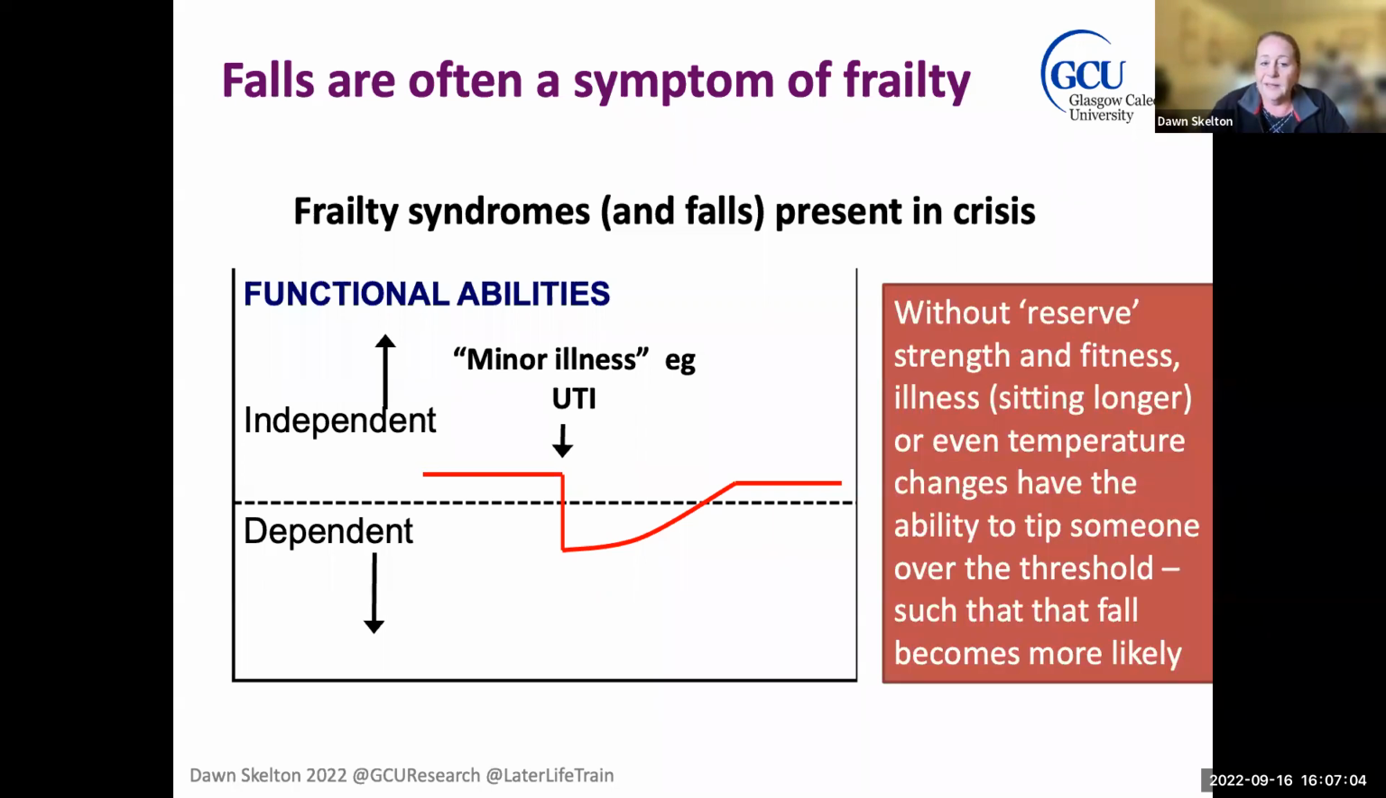Interestingly, without that extra reserve, so without bringing their function back higher such that a minor illness tips them under, it means that we're just getting a revolving door. Essentially, we need to make sure that we have spent time bringing up their functional reserve such that these minor illnesses won't affect them quite so much. And we know that without that reserve strength and fitness, all sorts of things can affect the ability of somebody to stay upright. And I'll come back to that a little bit more later.